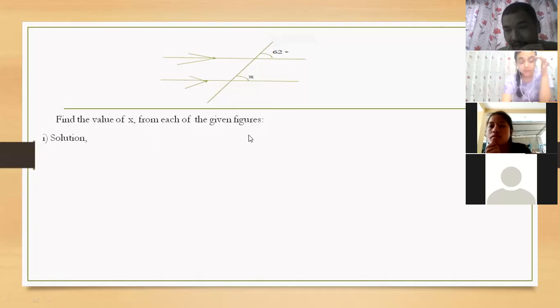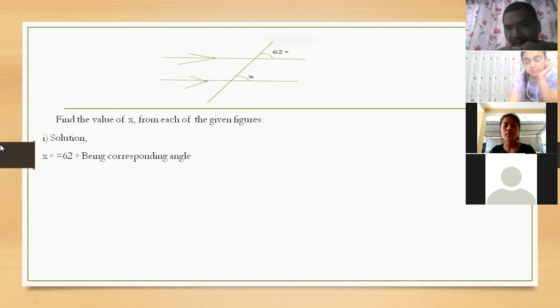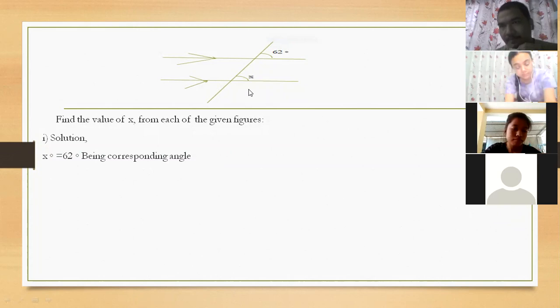Now look here. I'm showing its solution. If needed, you can note it down, or you can take a screenshot also. Here, the answer we have to write is x degree equals 62 degree, being corresponding angles. Its solution is this much only.